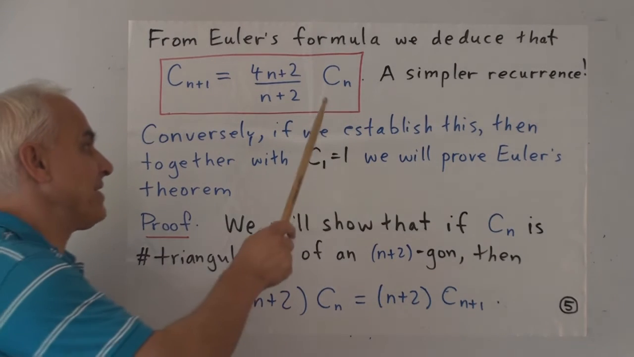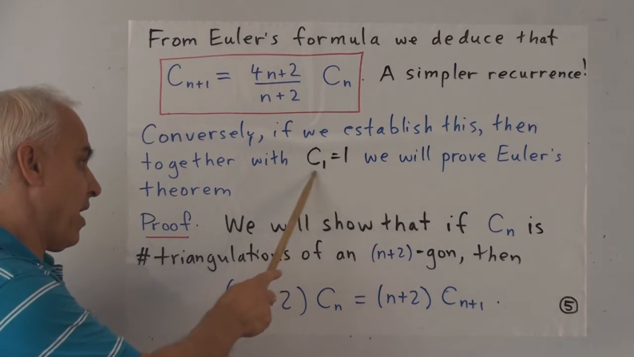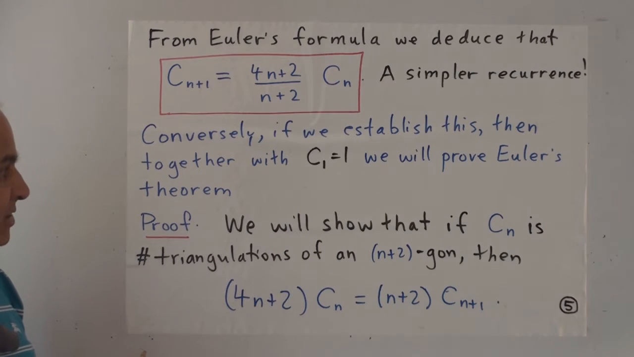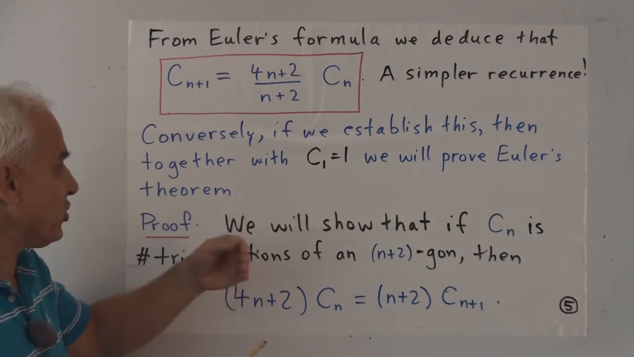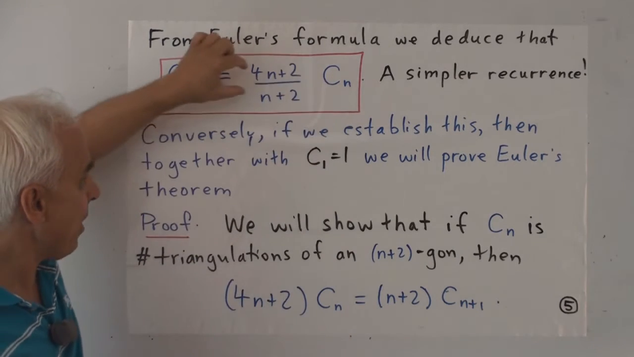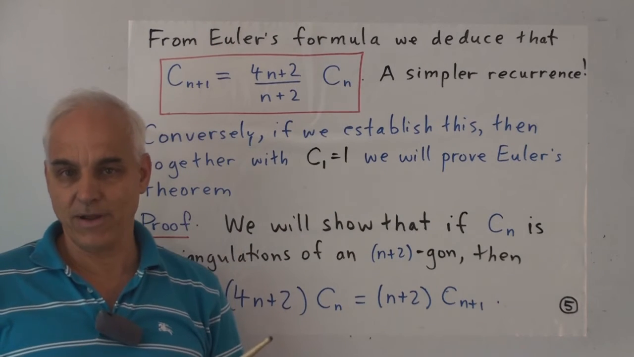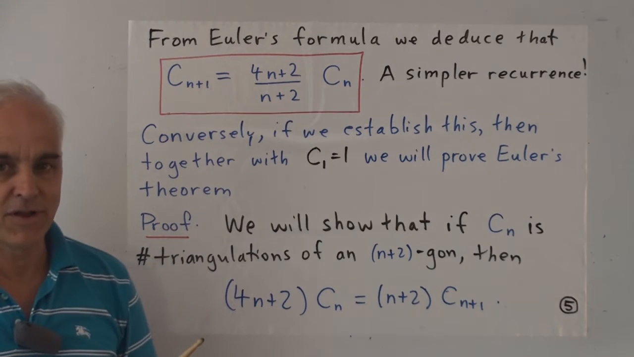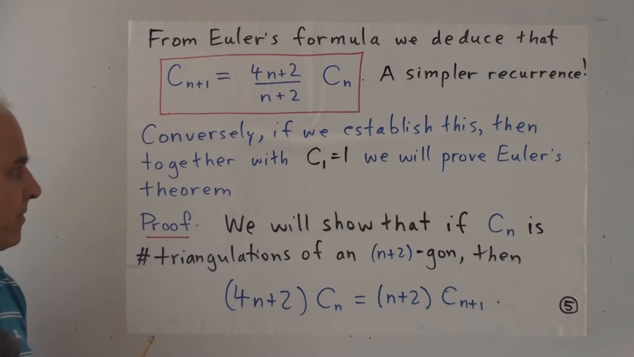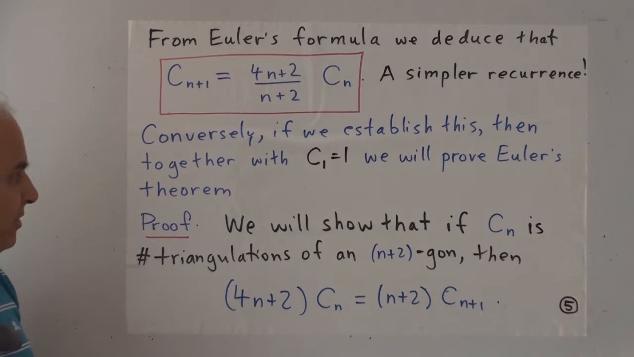Conversely, if we manage to establish this recurrence, then together with the obvious initial statement that C sub 1 equals 1, we'll be able to prove Euler's theorem. Because then we can just generate these one at a time by multiplying by constants like this, and that will generate exactly Euler's formula for us. So Euler's formula is pretty close to being equivalent to this recurrence. And so to prove Euler's formula, which is what we're going to do now, we're going to prove this recurrence.